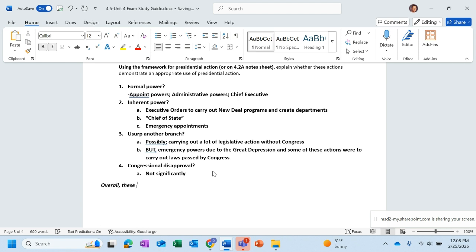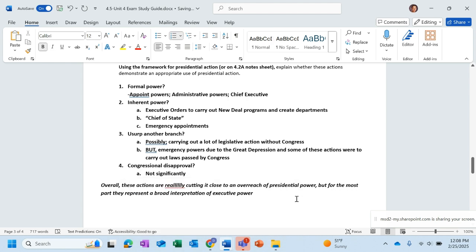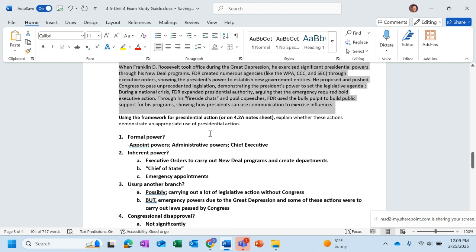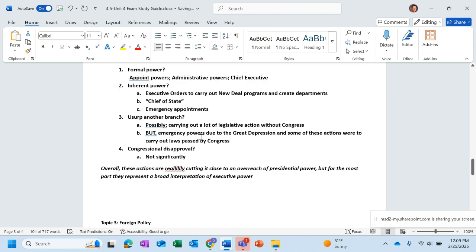So I would say, overall, these actions are really cutting it close to an overreach of presidential power. But for the most part, they represent a broad interpretation of executive power. I would say that they're not overreaching executive power necessarily, but they are definitely showing a broad interpretation. And this is a good example of presidential power increasing throughout history. Franklin D. Roosevelt, during 2 tumultuous times in U.S. history, the Great Depression and World War II, definitely demonstrated that.